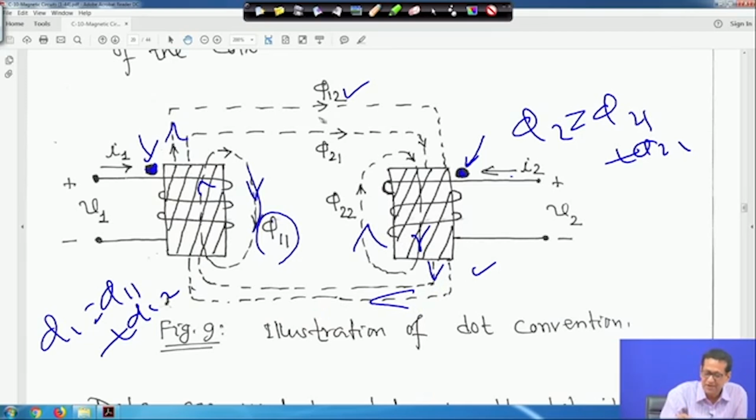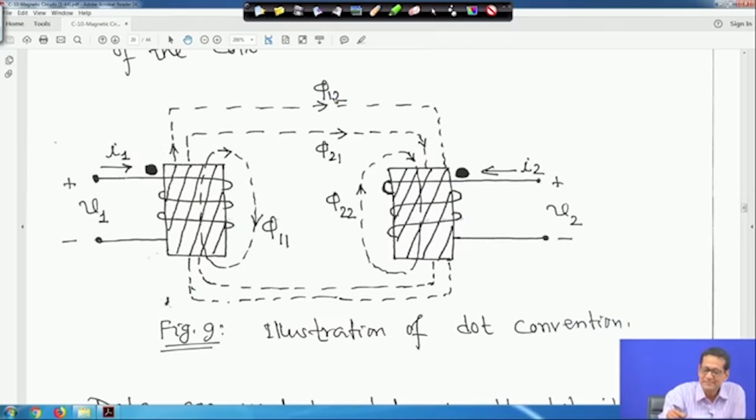So, phi 1 2 and phi 2 1 are both in the same direction, that is additive, isn't it. But this phi 2 1 is actually linking this coil, and phi 2 is equal to phi 2 2 plus phi 2 1, all linking coil 2. So, this way you have to understand the dot convention, right. This is an illustration of the dot convention, how we will do it, right. So, let me clear it. I hope you have understood the direction of the flux and how things are coming.